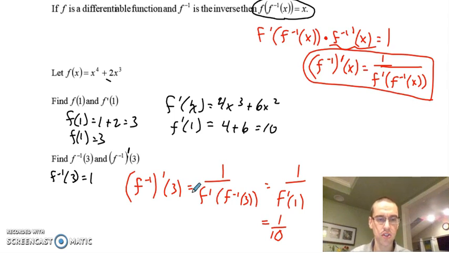So again, just to recap, for f inverse prime of 3, we set that equal to what we found it was equal to. We substituted in 3 for x. f inverse of 3 we found was 1. And now we have f prime of 1, which we found was 10, so we get 1 over 10.